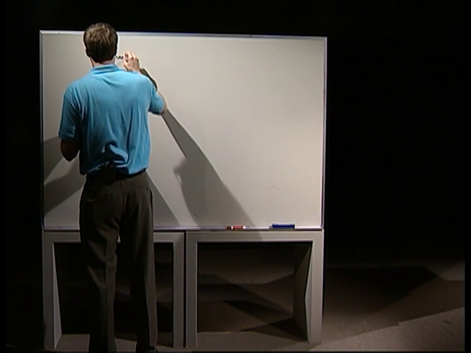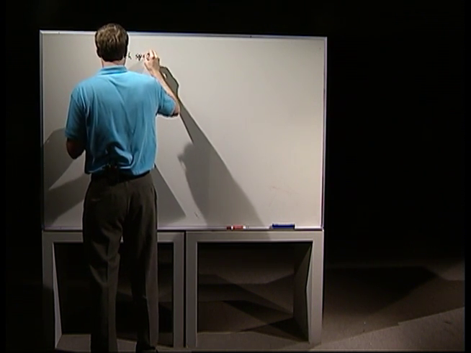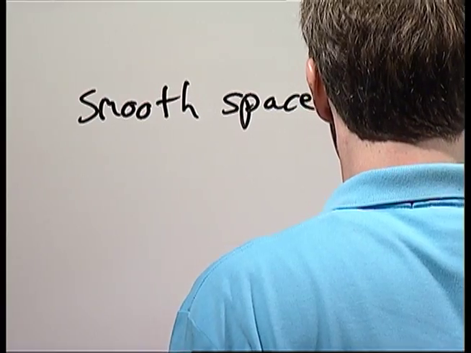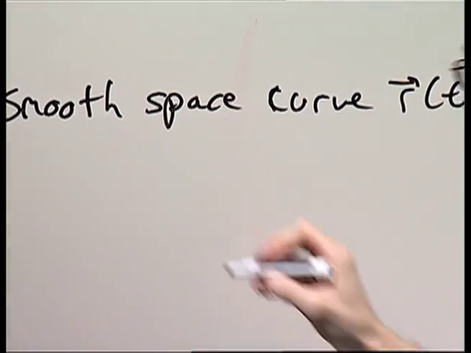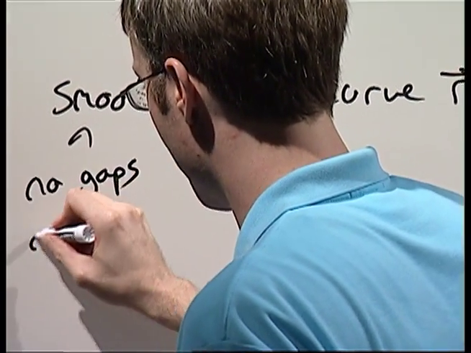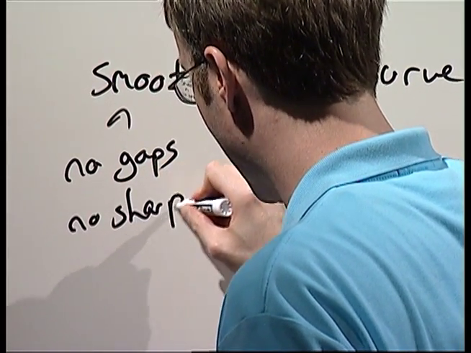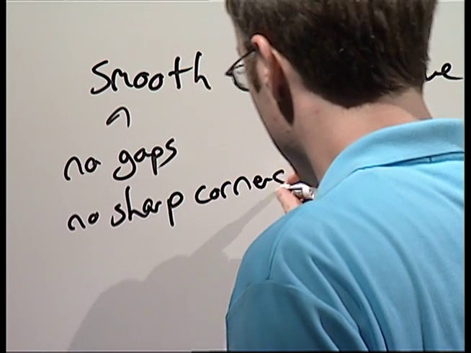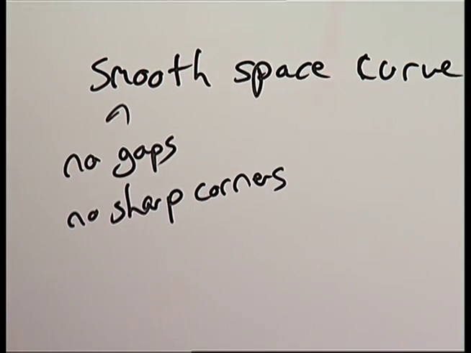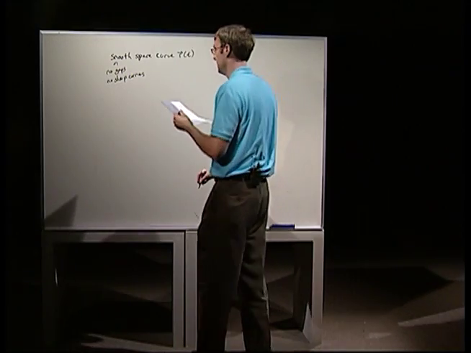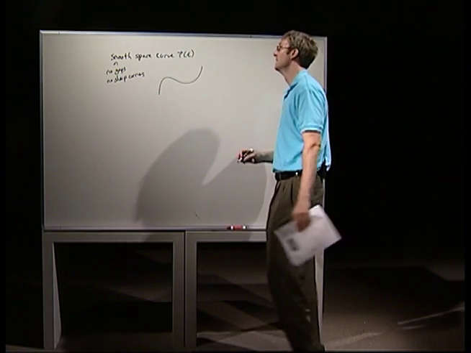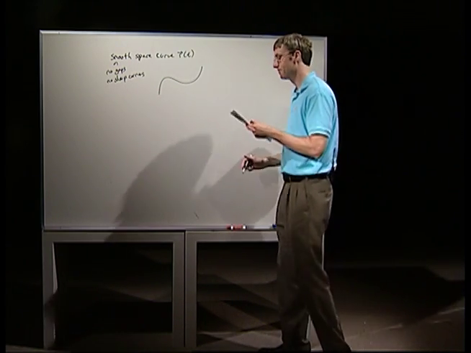Where do we want to start? Let's start with a smooth space curve, r of t, and smooth, no gaps, no sharp corners. So we want everything to be continuous and infinitely differentiable. So we need a nice smooth space curve. And here's an example of a beautiful smooth space curve there. And you can imagine that in 3D.